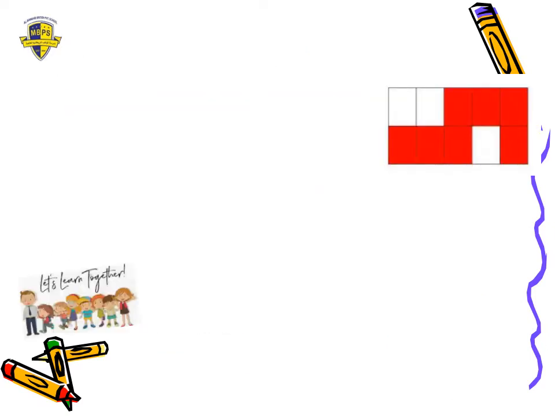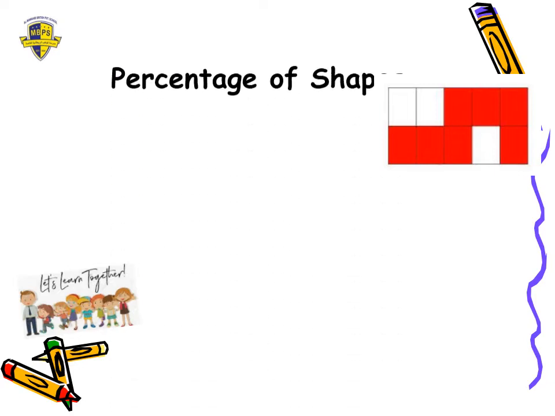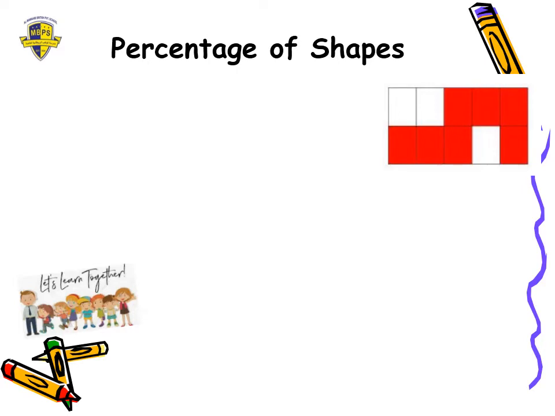Let's start talking about shapes first, the percentage of shapes. Here we can see the big rectangle and we divide it into how many parts? Can you count? Excellent. We divide it into 10 parts. How many are shaded? 7. Excellent. So now the question asks you to write the percent of the shaded part.